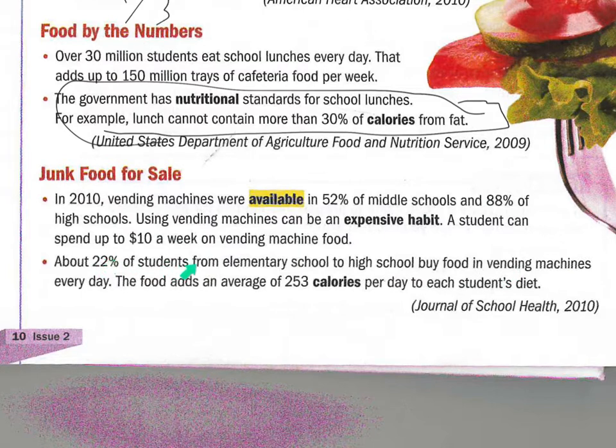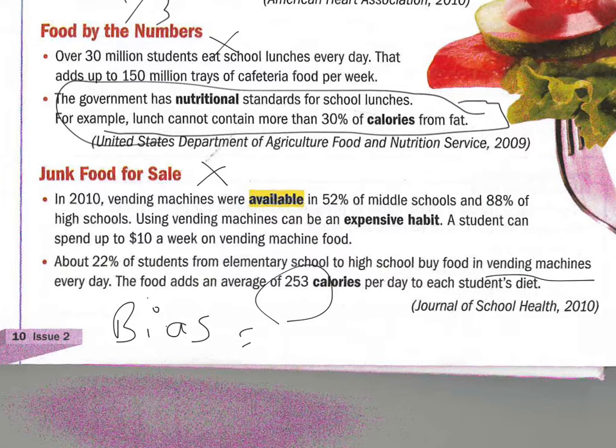So it says kids are buying food from vending machines, not eating the healthy school lunches. Okay, and that adds extra calories a day. So, extra calories can lead to weight problems. So far in all of these statistics, I only see statistics that say no junk food. I don't see any that say yay junk food. So right away, I'm definitely seeing a bias, and that bias is health first, right? Especially for children.